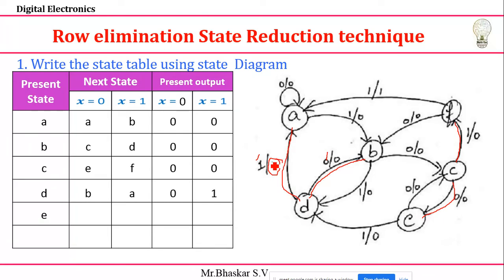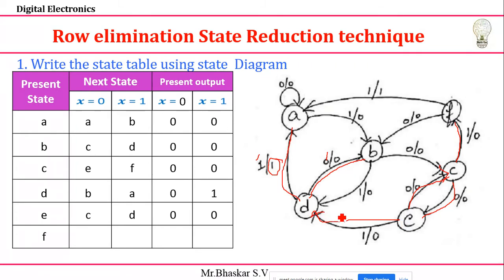Similarly, I'll go for the next state, E as the present state. Just tell me the next two states for x is equal to 0 and x is equal to 1. I'll get C and D, with outputs 0, 0. You can check it on E. You have two options: if it is 0, it will go to C, and if it is 1, it will go to D. So that's why I represented it here.